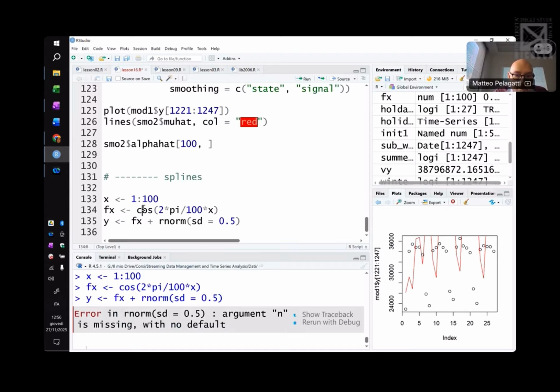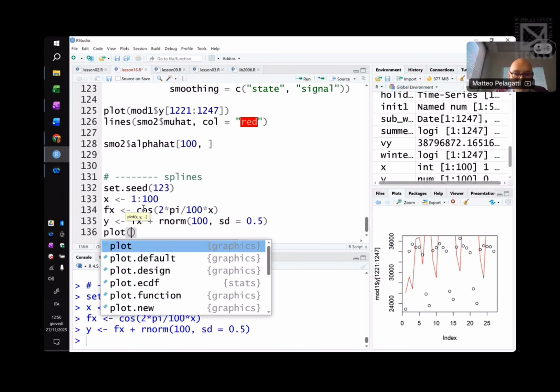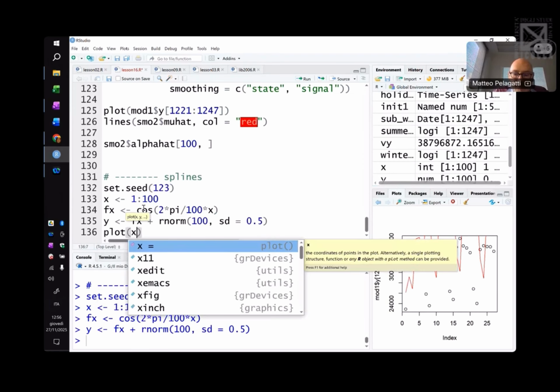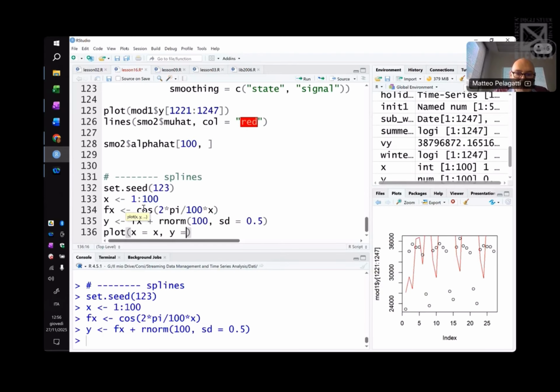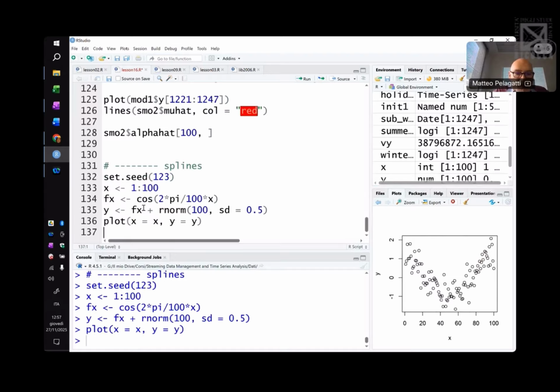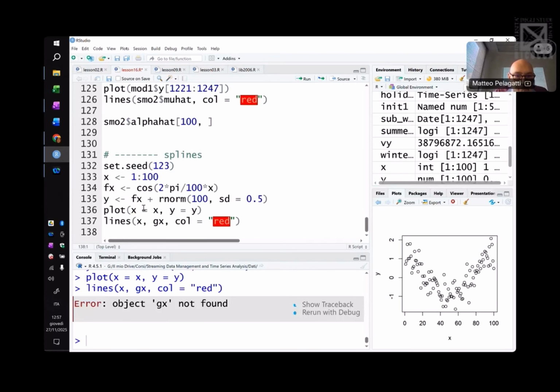Sorry, I'm missing the 100 here. I'll set a seed so everybody can then reproduce the same example. So these are the points, and this would be the continuous function. Oops, f. Sorry.